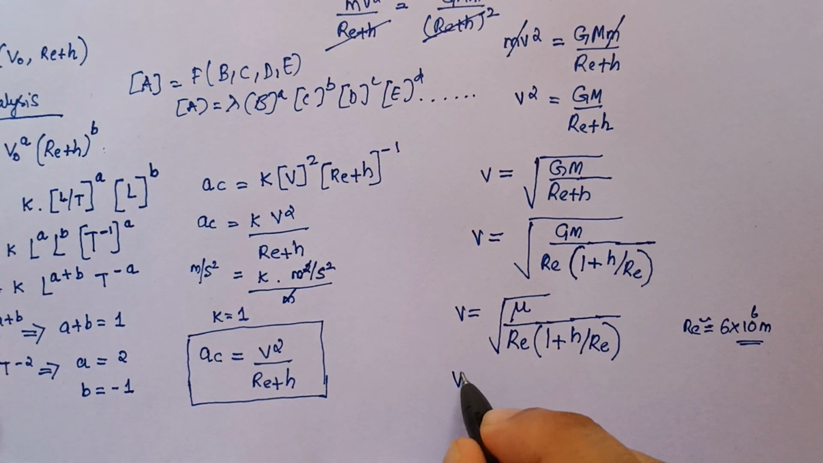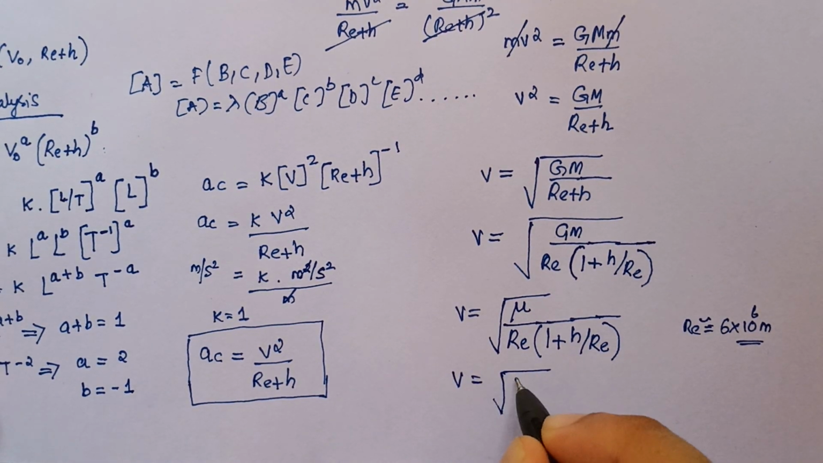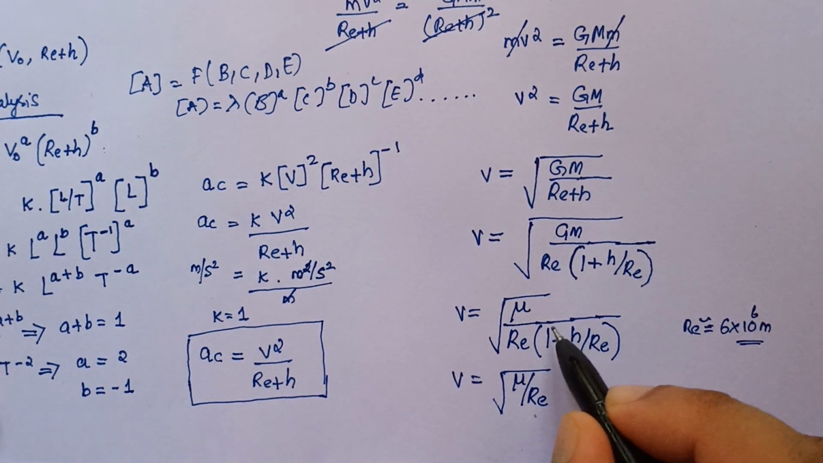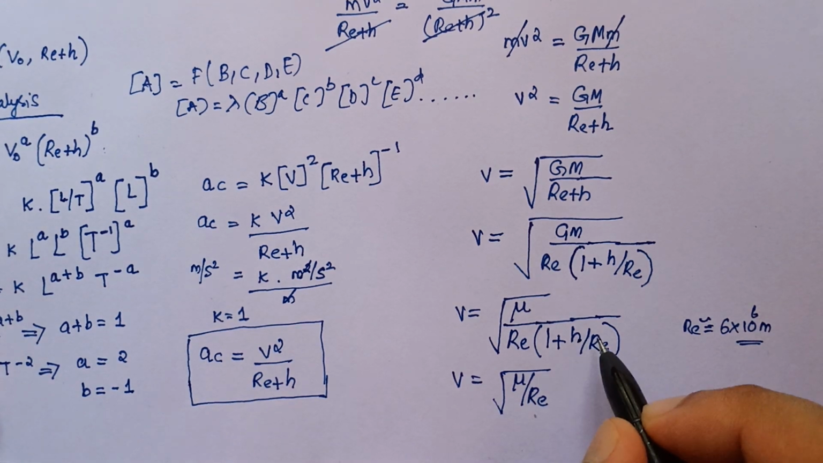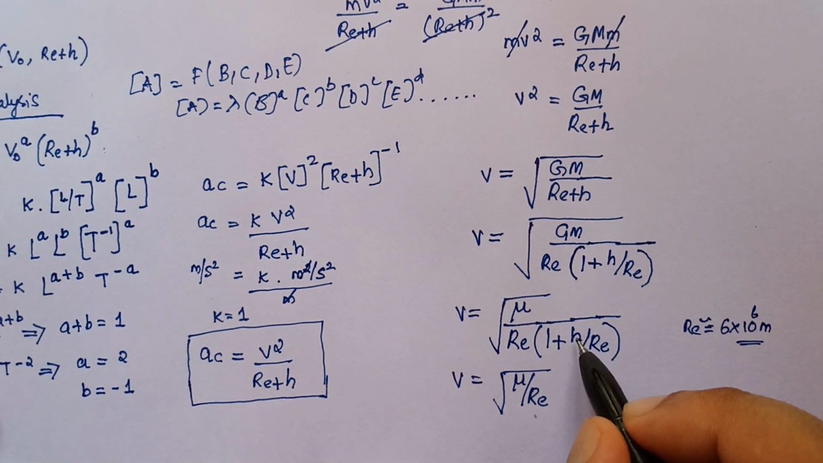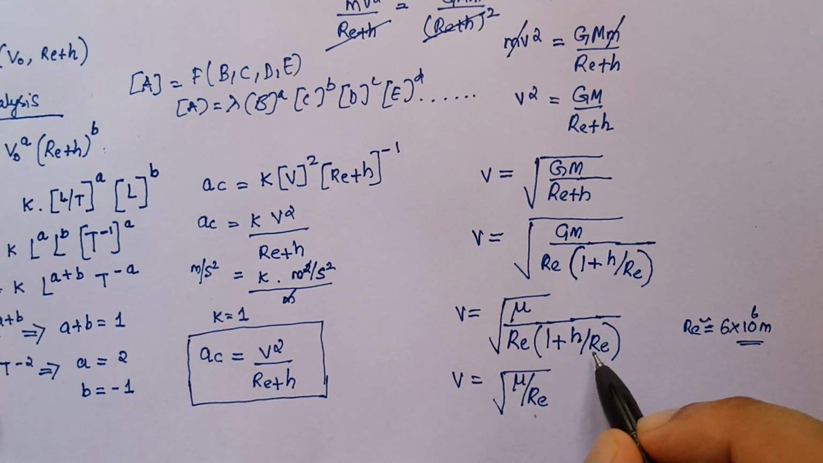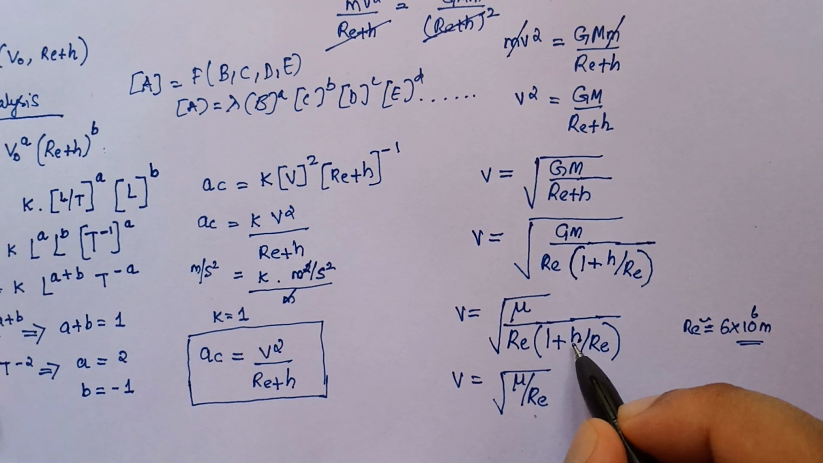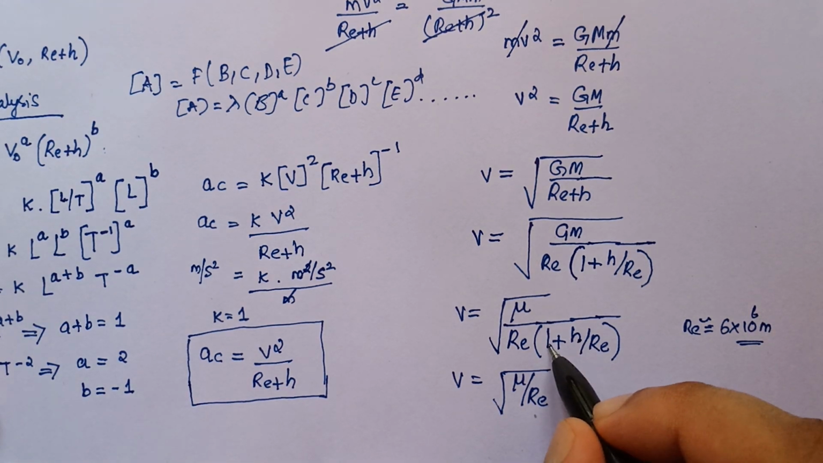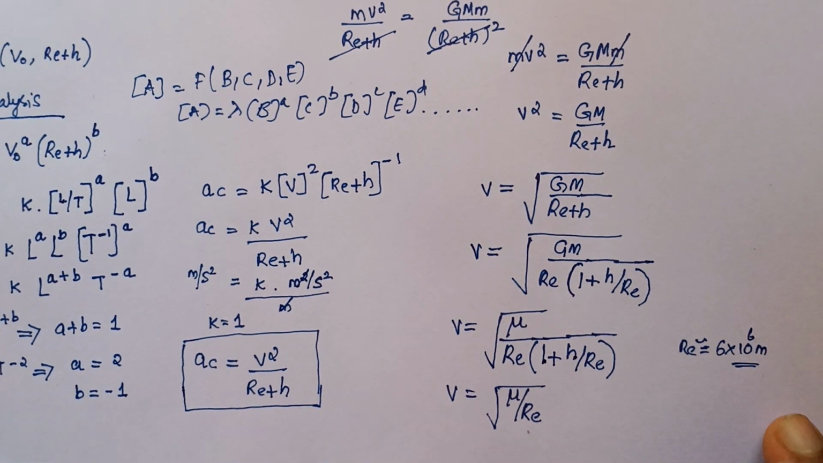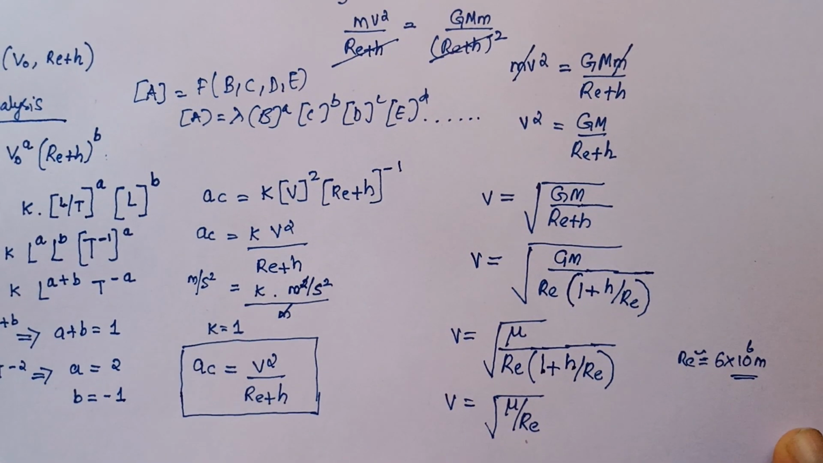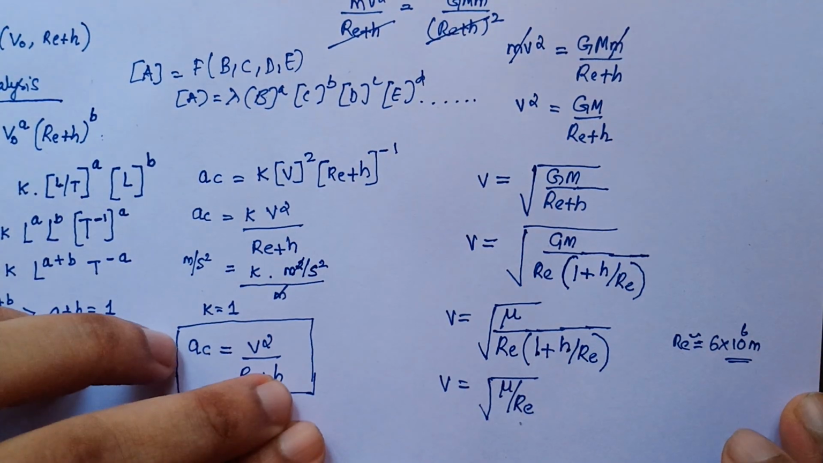So your v should be equal to root of mu by Re, because this total term should be neglected: h is very small and Re should be very big. A small quantity divided by a bigger quantity results in a much smaller quantity. So 1 plus a smaller quantity should yield 1. So mu by Re gives the overall value. This is the expression for orbital speed.